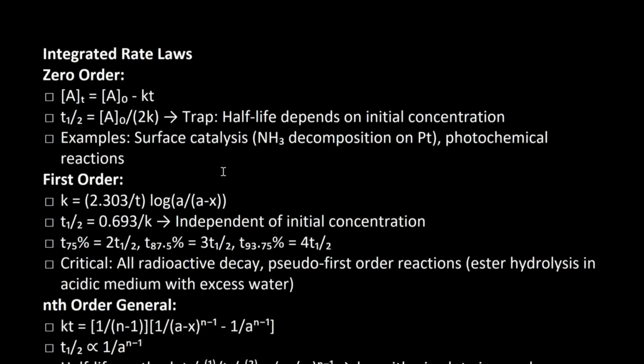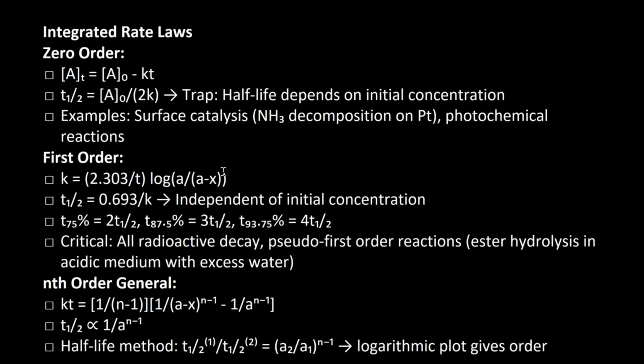And integrated rate laws, zero order and first order. The most asked part is zero order and first order. Okay, At is equal to A naught minus kt. In case of half-life, half-life means what? When the concentration of the reactant becomes 50%, right? So t half is equal to A naught by 2k. So half-life depends on initial concentration in case of a zero order reaction.